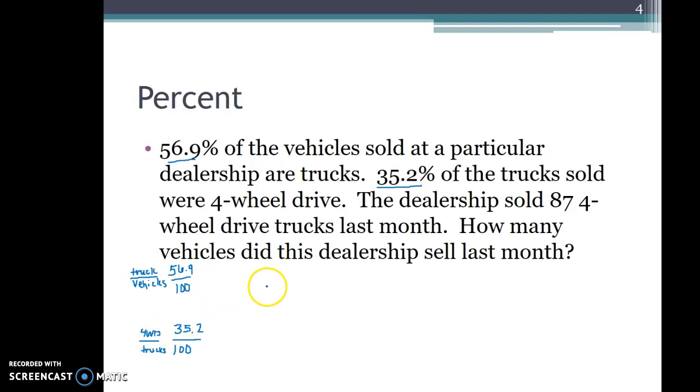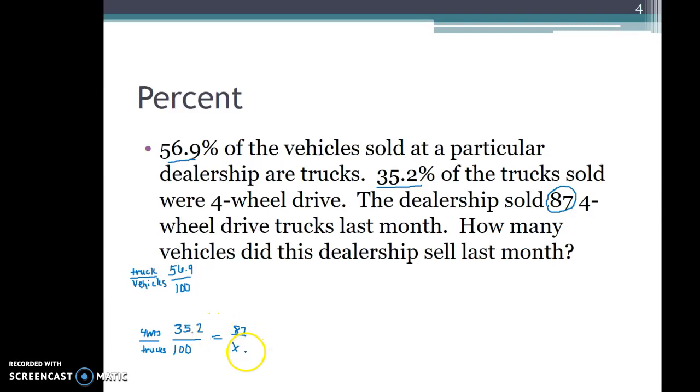The next thing that I always did was look at my numbers. So the number I have here is this 87. What is that 87? That's the number of four-wheel drive trucks. So in my problem, that will have to go on the top of this proportion. And so when I solve this, I'll figure out the number of trucks.